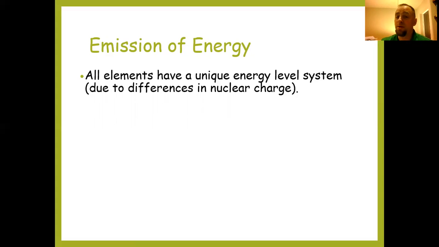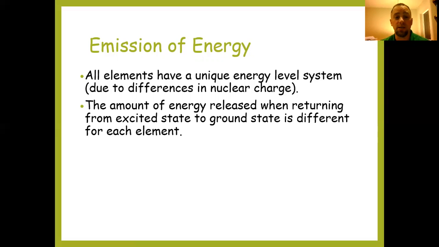And this also depends on the amount of nuclear charge, right? What do we know about different nuclei in different elements? They have different numbers of protons and neutrons. Therefore, they're going to have different charges, and that's going to affect the amount of energy that's required for an electron to move to a higher energy state. So the amount of energy released when returning from an excited state to a ground state is different for each element.